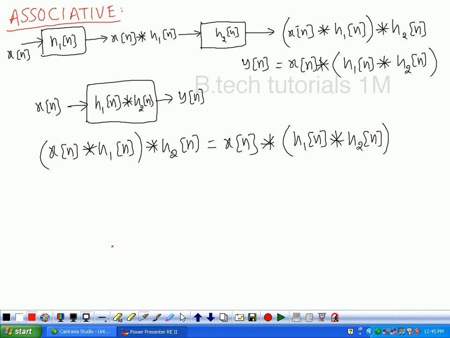Can we extend this to n systems? If n number of systems are connected in cascade, then the impulse response of the overall system is equivalent to h1 of n convolution with h2 of n convolution with h3 of n and so on, hn of n. Similarly, you can see the distribution.